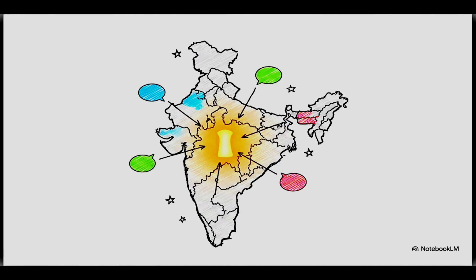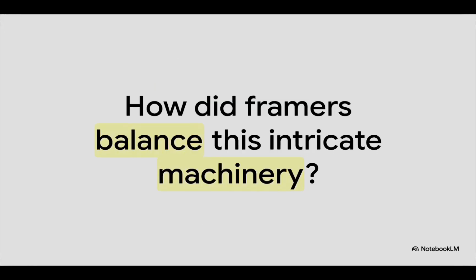And meanwhile, Article 351 issues a very special directive to the Union to promote and develop the Hindi language so it can serve as a medium of expression for all the elements of India's composite culture. It's an ingenious system, perfectly designed to unify at the center while deeply respecting diversity at the state level. Which brings us to our final thought for today.